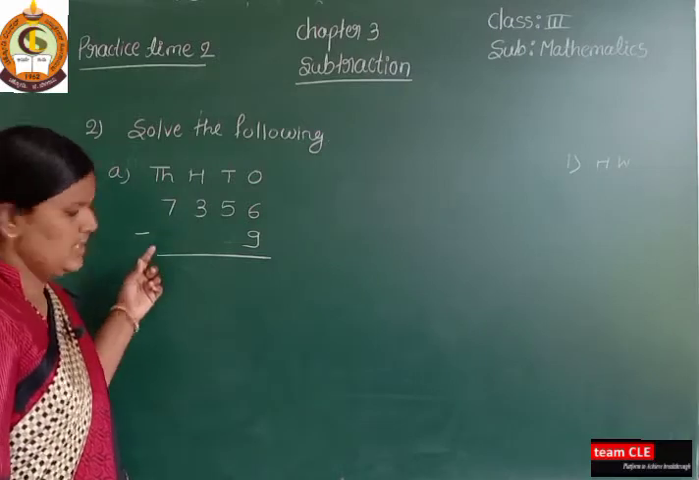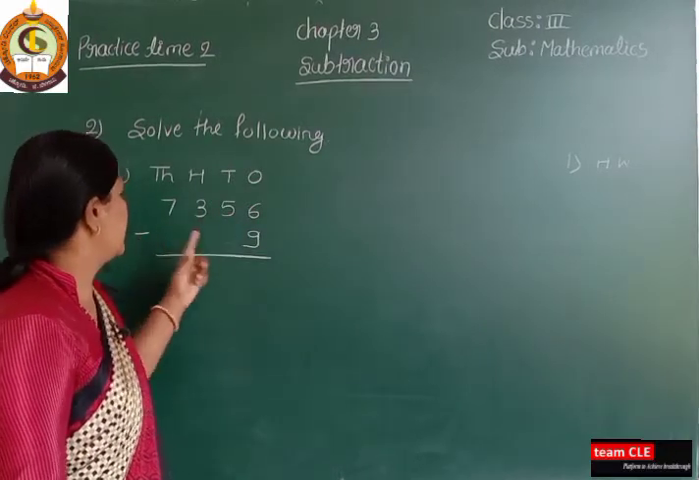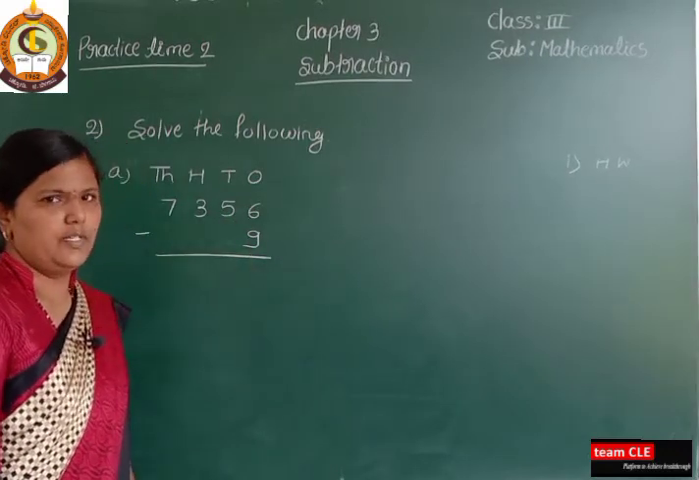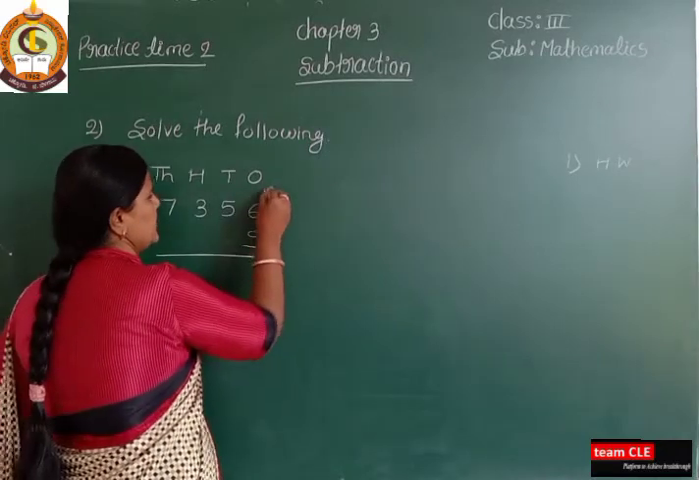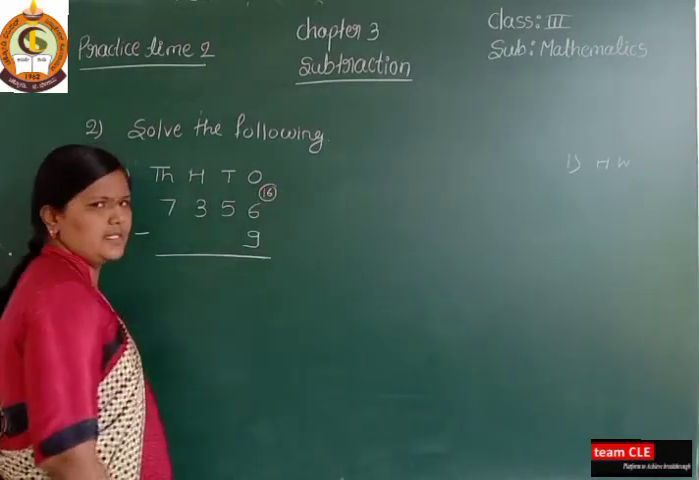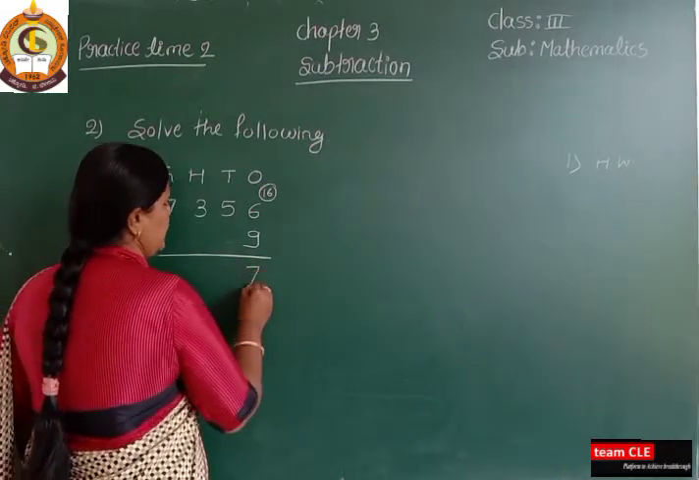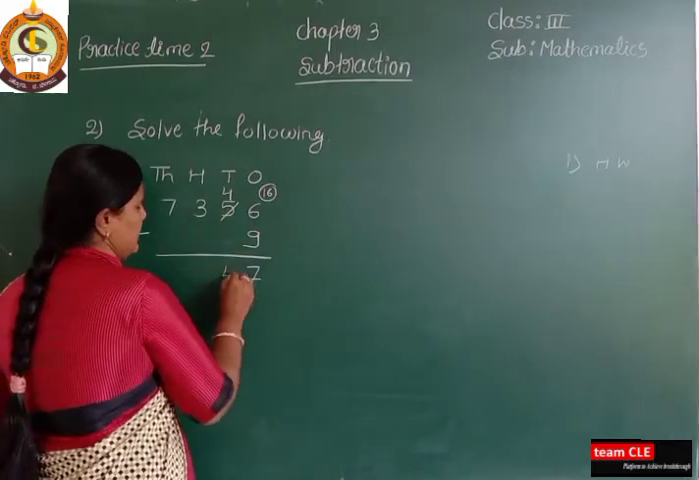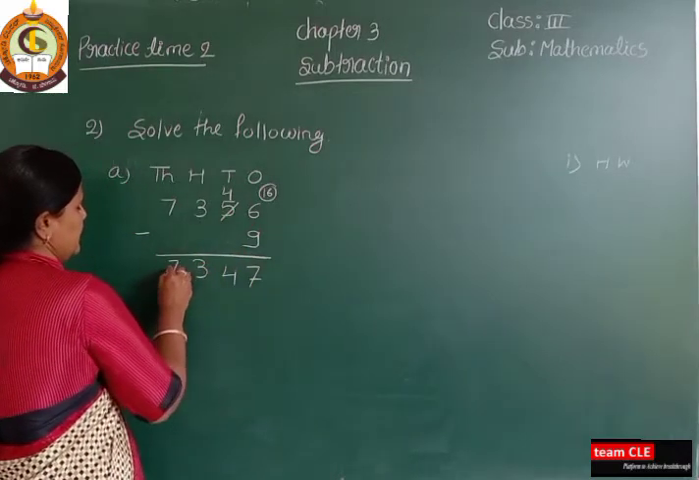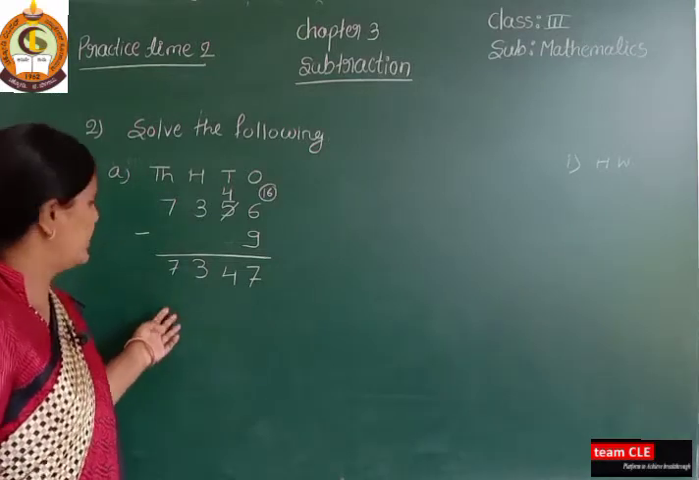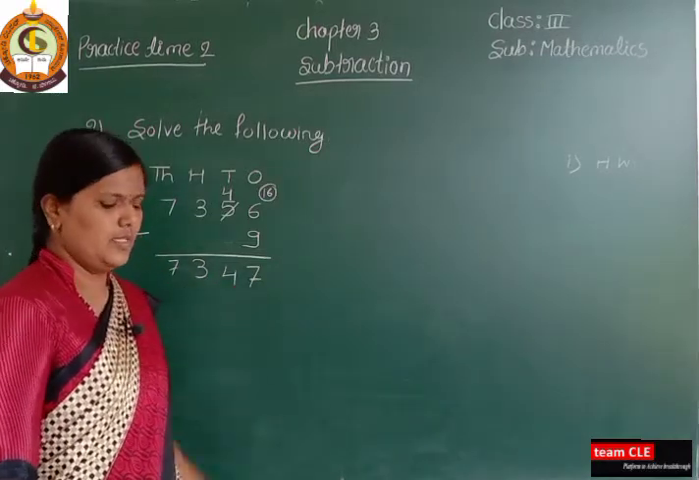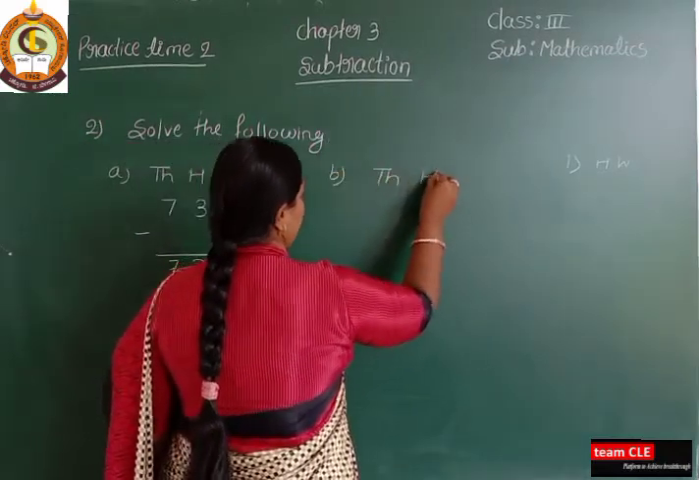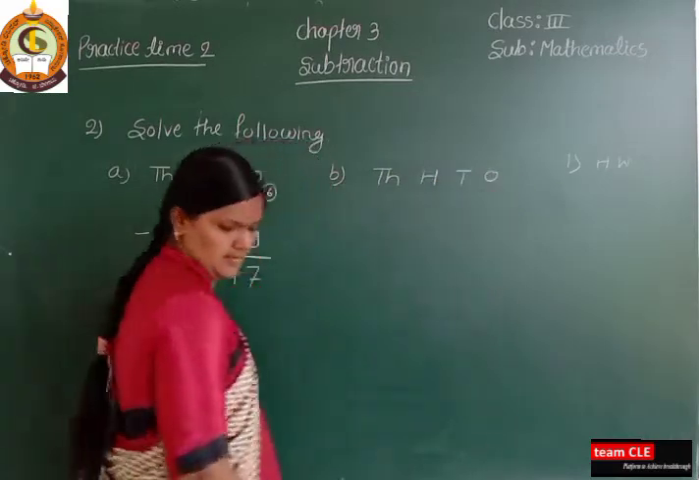See here, first one, 7356 minus 9. Here 6 minus 9 is there. The 6 is less than 9, so you have to take one tens group. That is 10 plus 6 is 16. Now 16 minus 9 is how much? 7. So instead of 5 here, 4 remains. So write that 4 as it is, and 3 write as it is, 7 also write as it is. That is 7347. Next, B1.